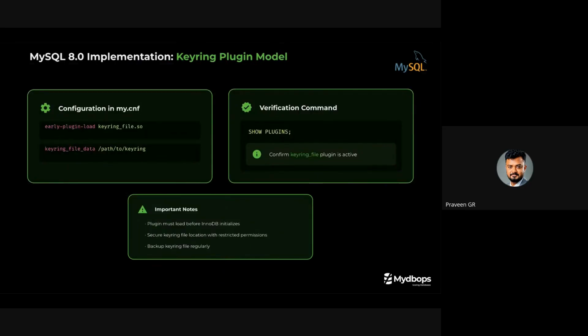In 8.0, we can enable the encryption by using the keyring file. In 8.0, we can run a query on plugins to identify whether the encryption plugin has been enabled or not. Further, we can modify the rest of the existing tables to get them encrypted.